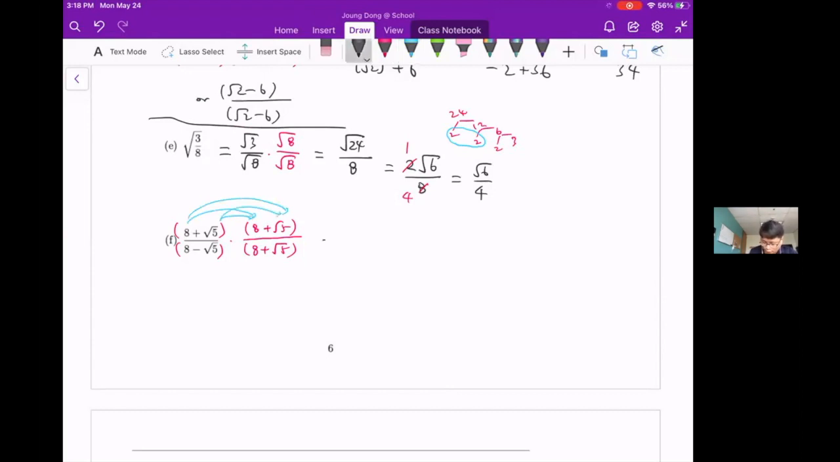Let me take care of the numerator first. 8 times 8 is 64, wait, 4 times 8 is 32, and when you combine these two, it is 16 square root of 5. And square root of 5 squared is 5. The denominator is 64 minus 5. Do you remember the difference of squares? It's just like a simple distribution, but we can memorize it as a formula. It is equal to 64 plus 5 is 69 plus 16 square root of 5 over 59. That's it.